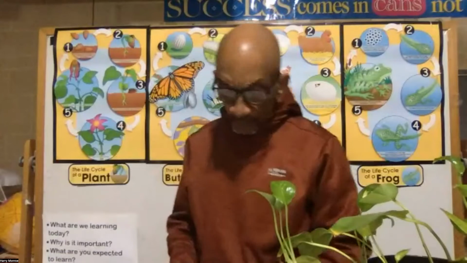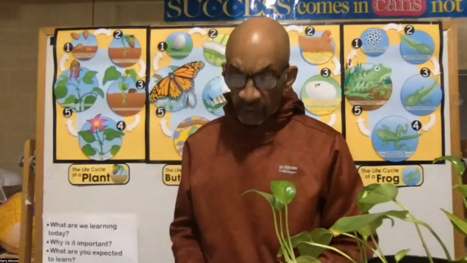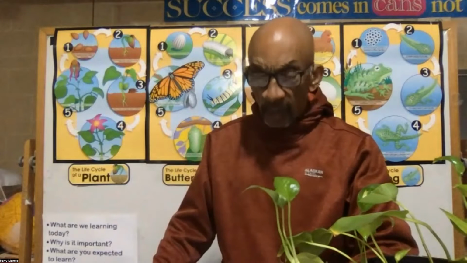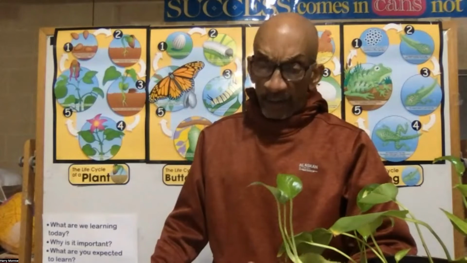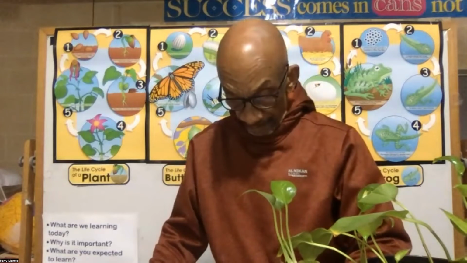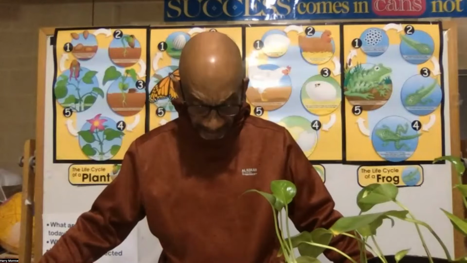Now, those cells help the living thing go through what we call life processes. Now, listen, guys. When a living thing goes through life processes, living things use energy. Now, where do they get the energy from? Well, basically, the ultimate source of energy for living things on our planet is the sun.